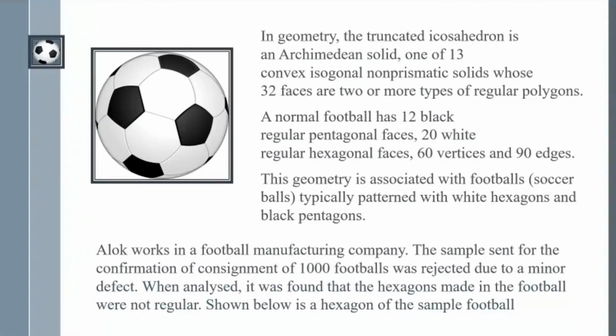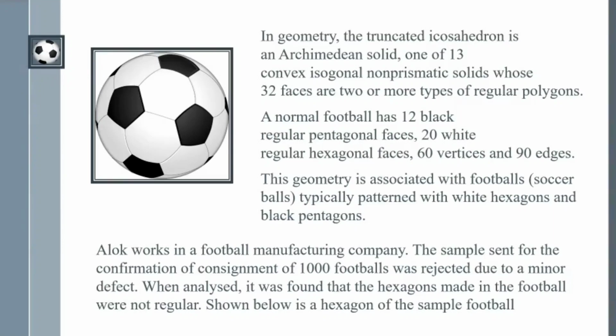In geometry, the truncated icosahedron is an Archimedean solid, one of the 13 convex isogonal non-prismatic solids whose 32 faces are two or more types of regular polygons. A normal football has 12 black regular pentagonal faces, 20 white regular hexagonal faces, 60 vertices, and 90 edges. This geometry is associated with footballs, the soccer balls, typically patterned with white hexagons and black pentagons.